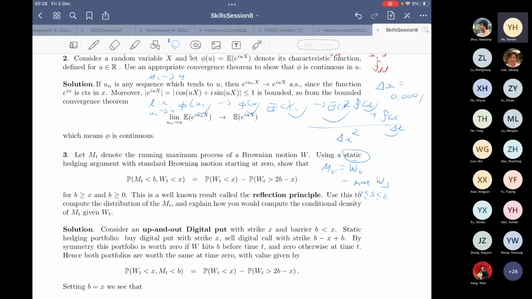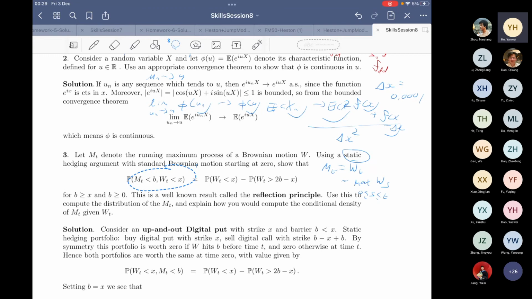And why is this nice? Well, because the stuff on the right hand side only involves the probabilities of Brownian motion being less than or equal to something or greater than that, and we can easily compute these things just in terms of the phi function. Whereas this is a much more complicated thing. This is the joint distribution of two separate things, related but not the same. So this is a well-known result called the reflection principle.